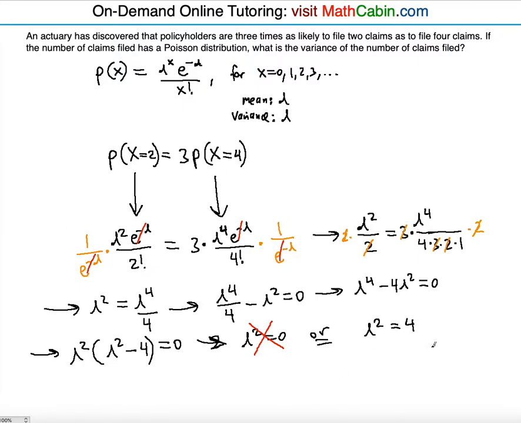But for this case, you're going to have lambda is equal to plus or minus square root of 4, which means that lambda is equal to negative 2 or lambda is equal to positive 2. And of course, you're going to reject the negative one more time because you want a positive mean and positive variance. So you know that the correct answer must be lambda is equal to 2.